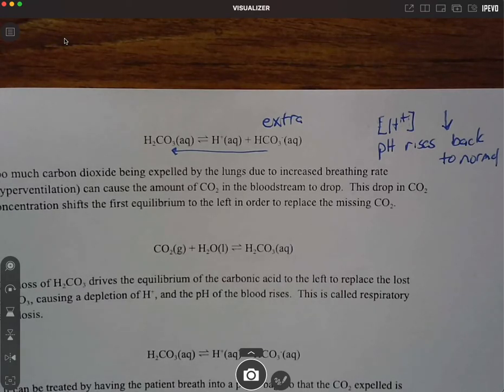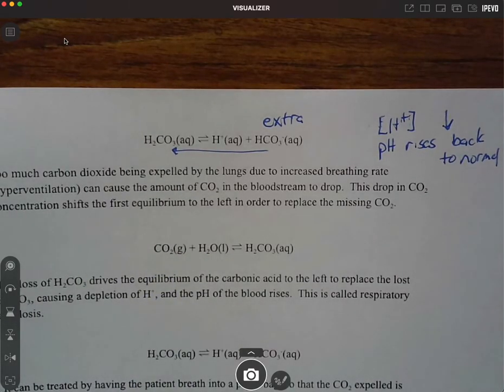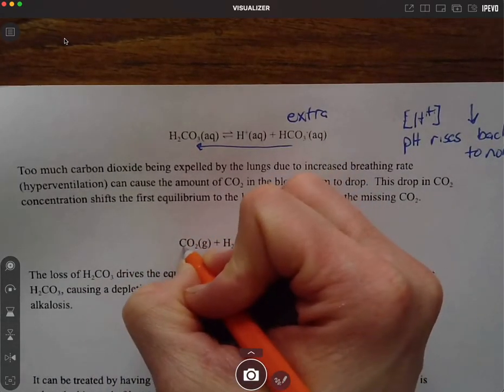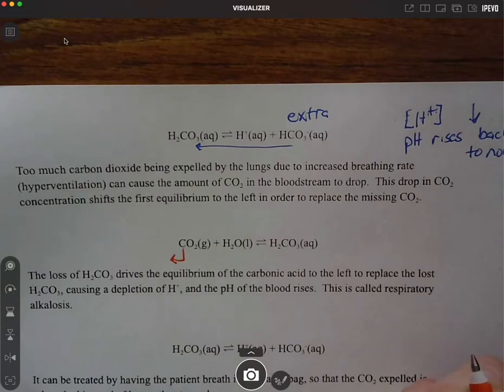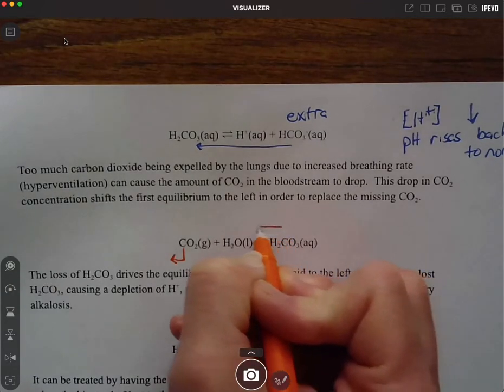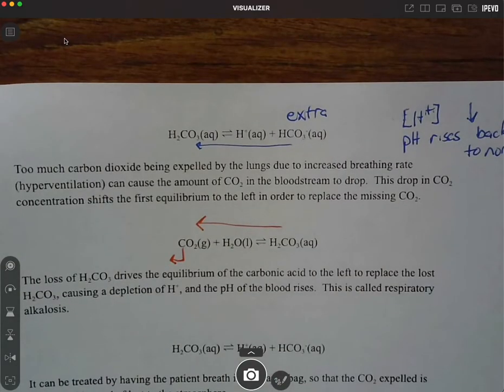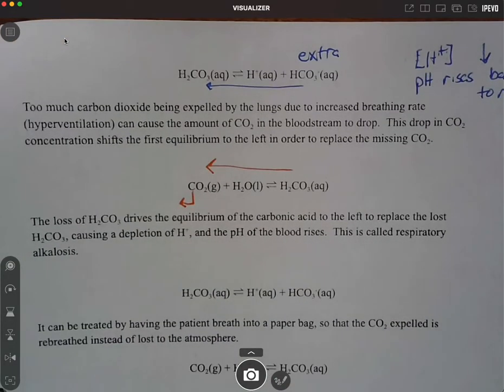The other possibility is that you might have a patient who's expelling too much carbon dioxide. This is the panicked patient, the one that's hyperventilating. They're breathing in and out too fast. They're doing it probably because they're anxious or panicking. Because they're exhaling so frequently, they're exhaling too much carbon dioxide. So they're losing carbon dioxide out of the body. If you're losing that, the equilibrium is going to shift this way to replace the missing carbon dioxide.